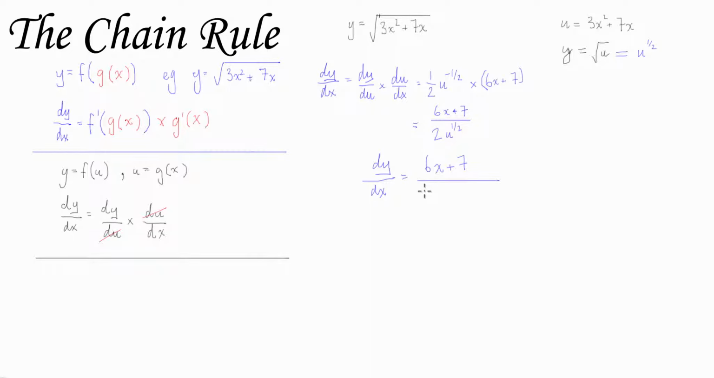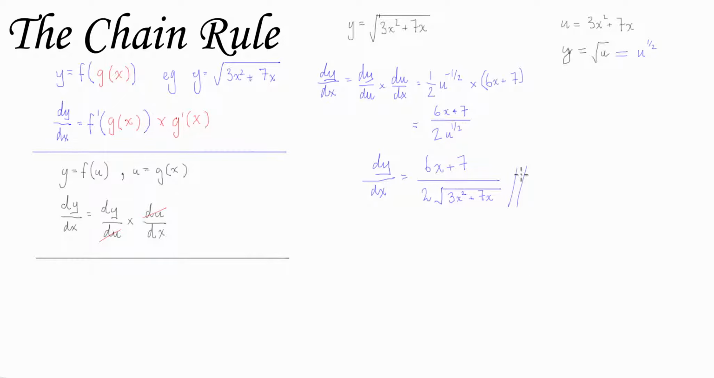divided by 2. Now, because this is to the half, that's the same as saying the square root of 3x squared plus 7x. And then we'll just put the top of the square root down. And that, guys, is the derivative of the first example.